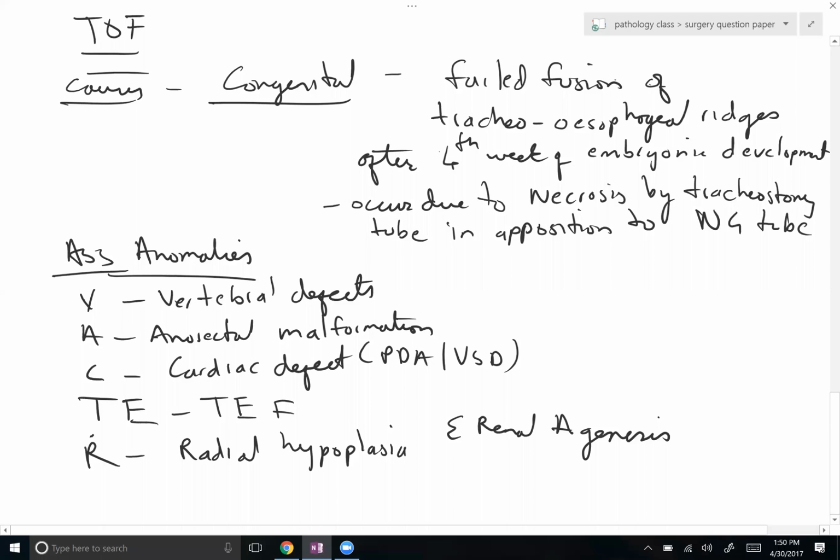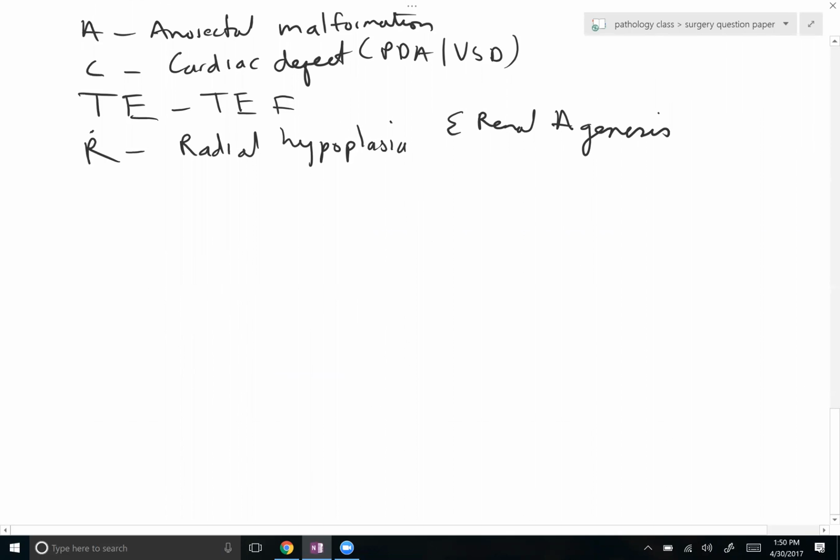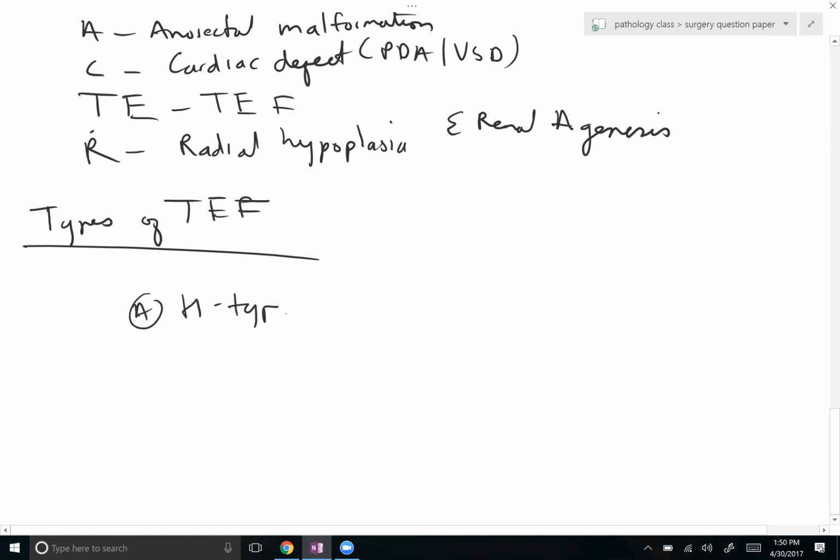Next is the different types of tracheoesophageal fistula. Now, there are four main types. The first one is known as the H type.